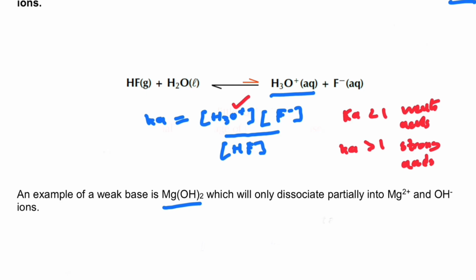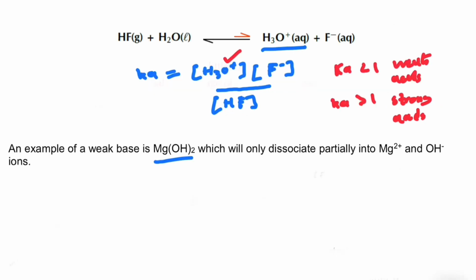We have what we call the Kb value for bases. So it is the ionization or dissociation constant, of which still the same thing applies. If Kb is less than 1, then we have a weak base. And then if Kb is greater than 1, then we have a strong base, not a weak, but a strong base. We have a strong base, right?